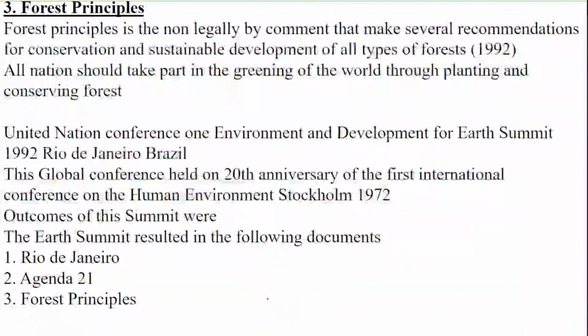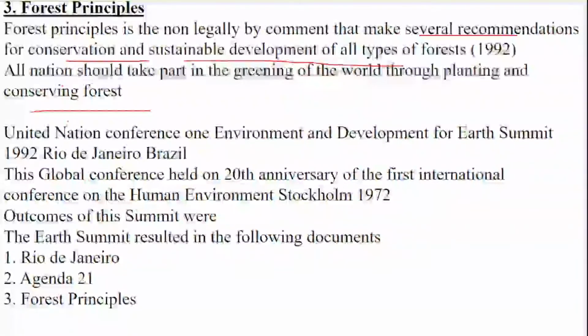Talking about forest principles, this is again a legally non-binding document which had several recommendations for the conservation and sustainable development of all the forests. All the nations take part in the world through planting and conserving forests. Now this particular Earth Summit resulted in 3 documents: one is the Rio Declaration, one is the Agenda 21, and one is the forest principles.